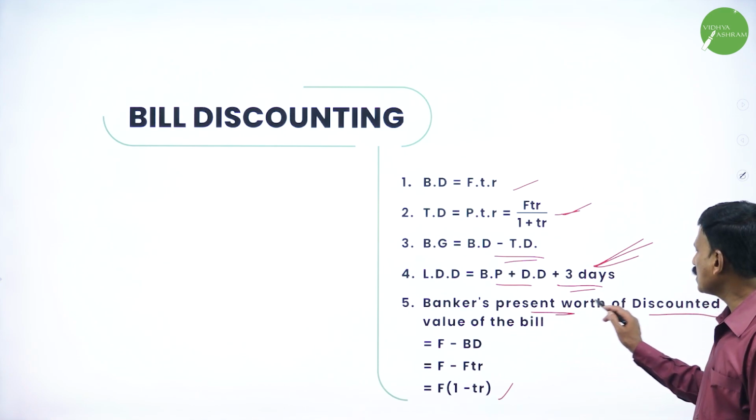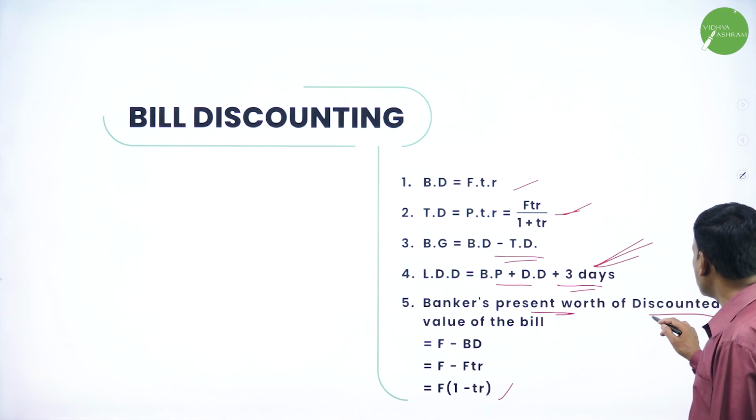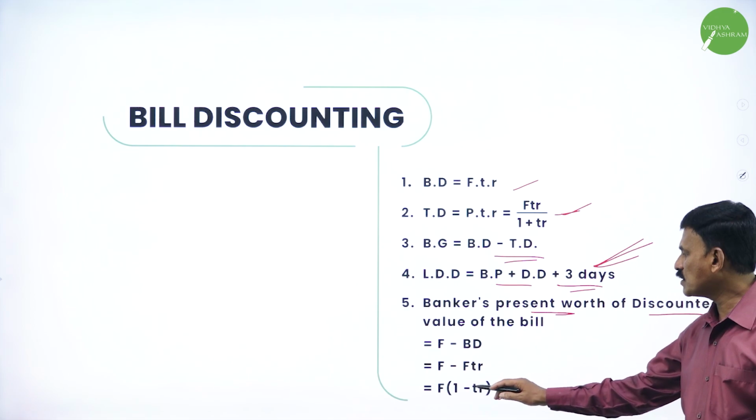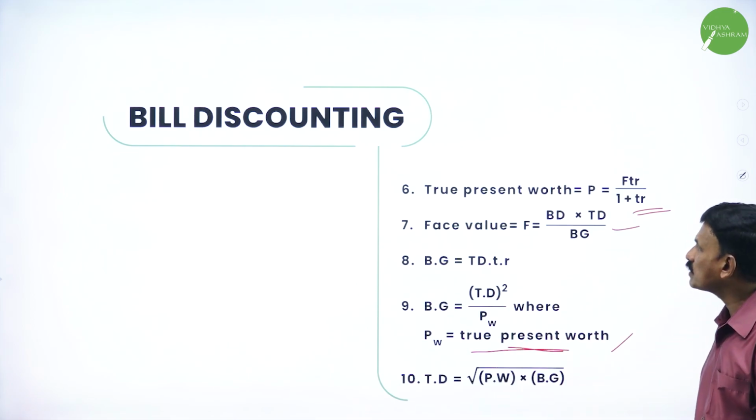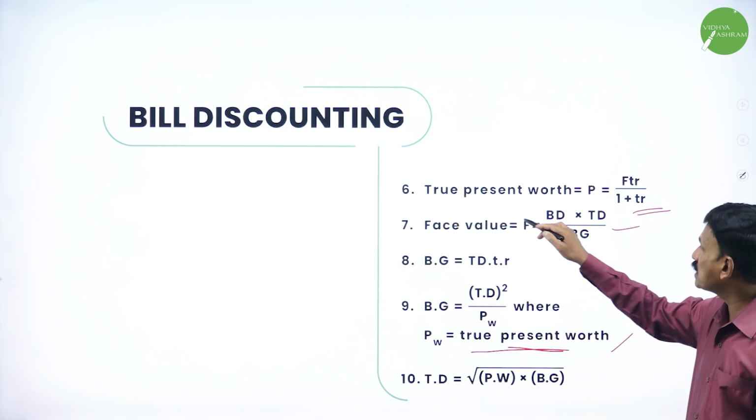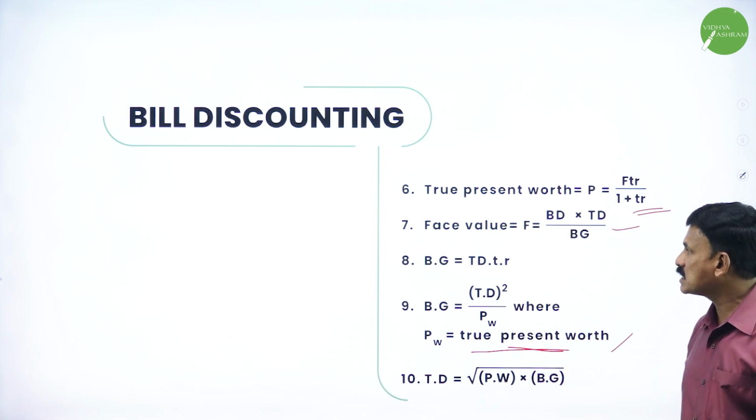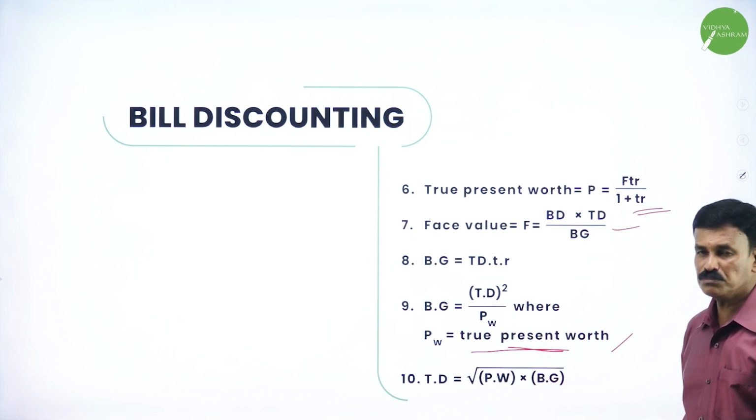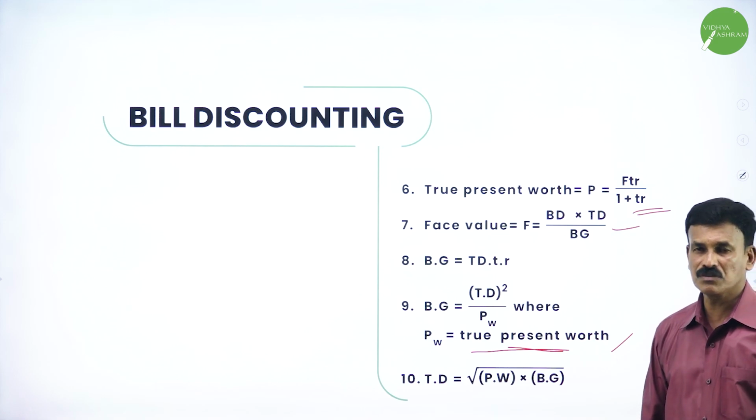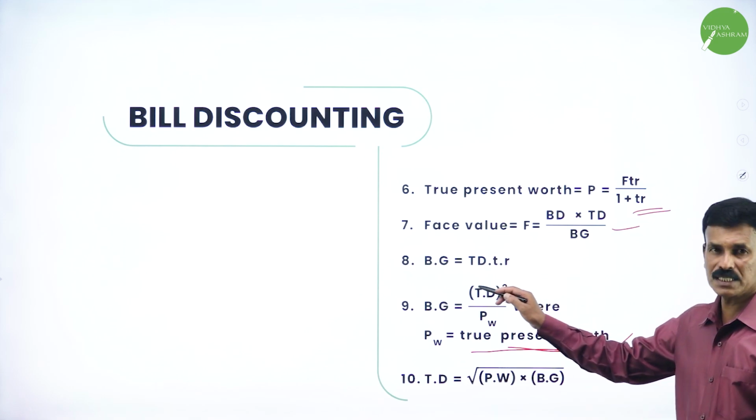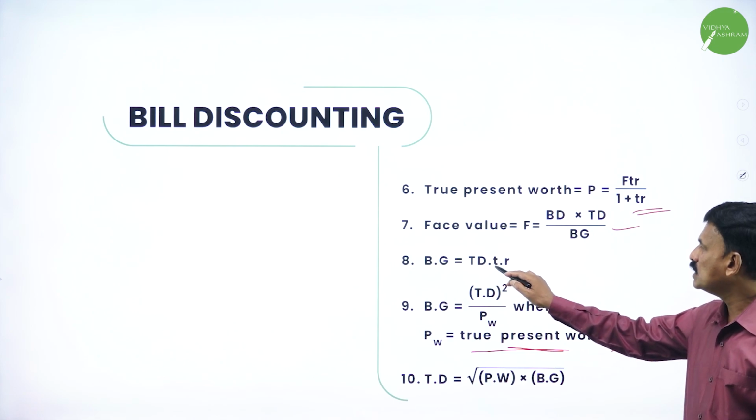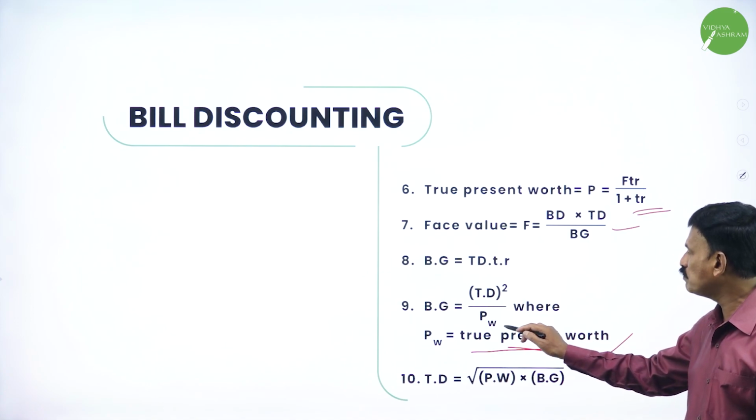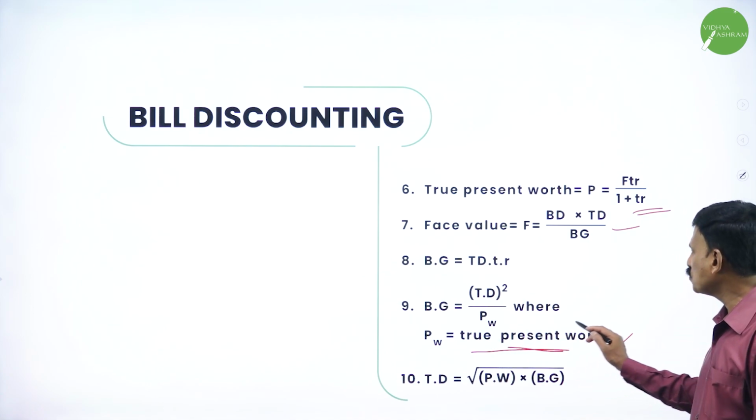And banker's present worth of the discounted value of the bill is F minus BD, that is F minus FTR, that is nothing but F into 1 minus TR. Similarly, the true present worth P is equal to FTR divided by 1 plus TR, and the face value F is equal to BD into TD divided by BG, banker's discount into true discount divided by the banker's gain. The banker's gain can also be written as BG is equal to TD into T into R, and BG can also be written as TD whole square divided by PW. What is PW? That is nothing but true present worth.